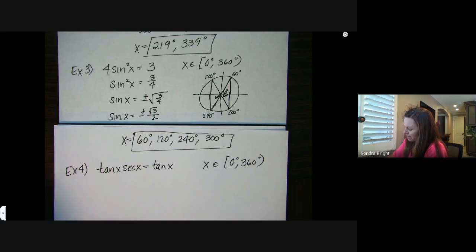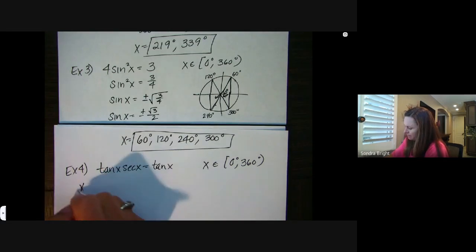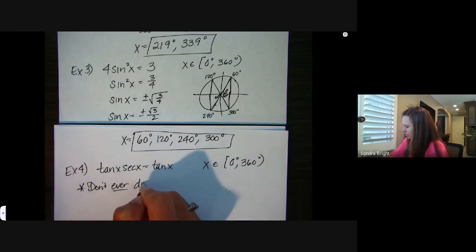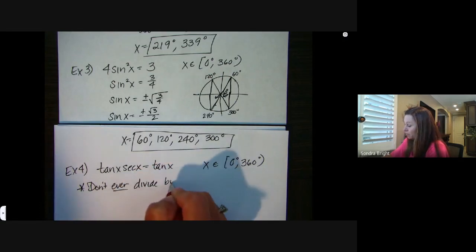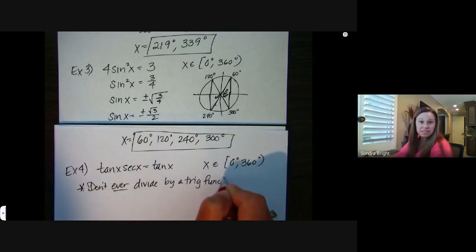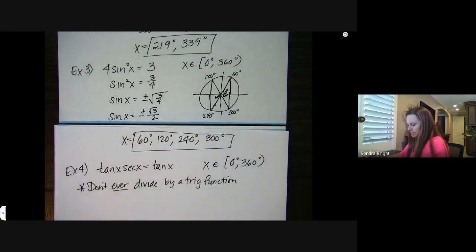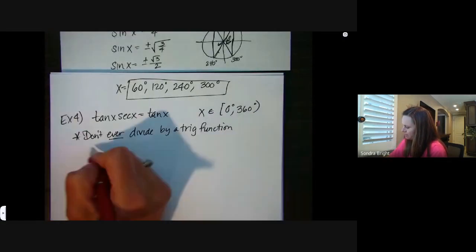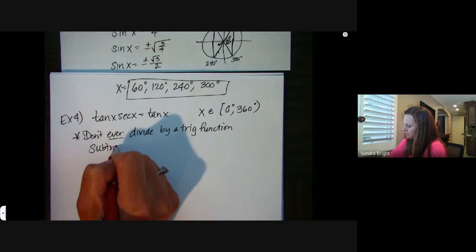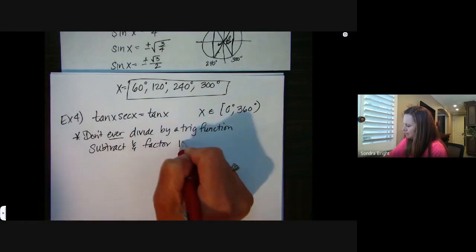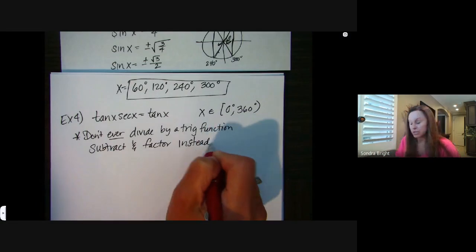So don't ever divide by a trig function when you're trying to solve an equation, because it might be equal to 0, and then you've divided by 0 and done horribly. Instead, subtract and factor. Subtract and factor instead, and then you won't lose any solutions.